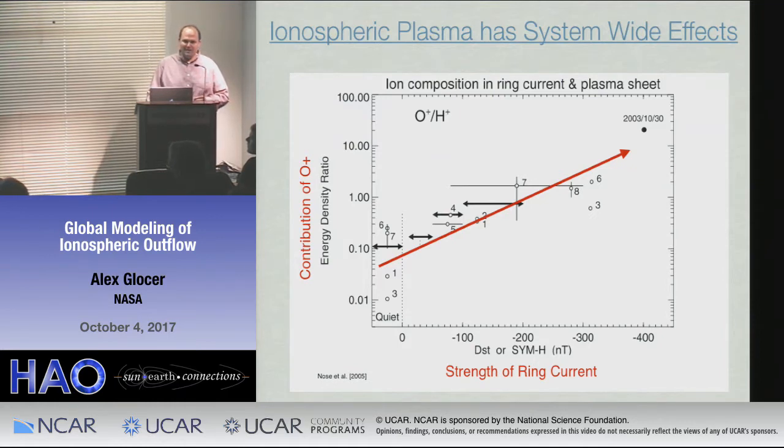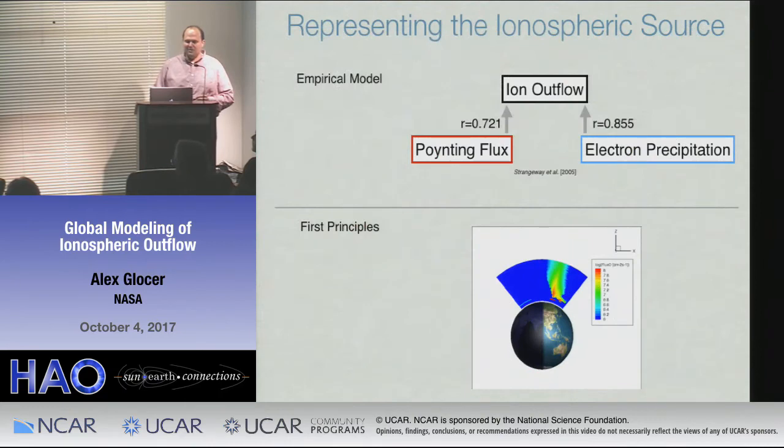So I hope by this point I've convinced you that you should care about ionospheric outflow. The next question is, how do you represent ionospheric outflow? If you want to do a global model of the magnetosphere, how do you represent this source? There are basically two approaches to this. Either you can use an empirical model for the ionospheric outflow, or you can use a first principles model.